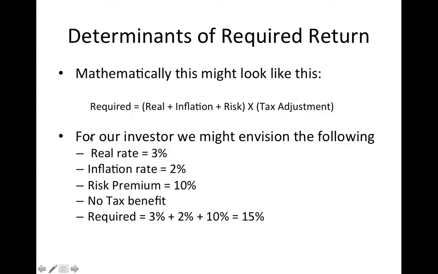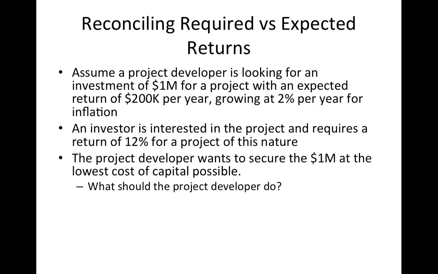So in our example, we could imagine the investor wanting a 15% required rate of return. Maybe they need 3% for the real rate, 2% inflation rate. They decided they wanted a 10% risk premium. We didn't talk about any tax benefits on the project, so there's no tax adjustment. So their required return would be the 3% plus the 2% plus the 10%, which is 15%. Again, I'm not saying that mathematically that's what every investor does in their head, but that's conceptually how you want to think about it.